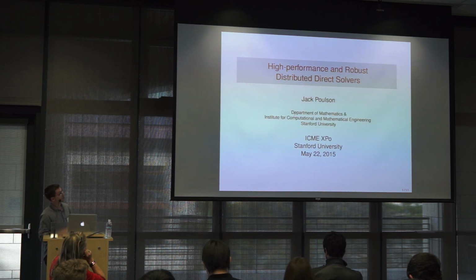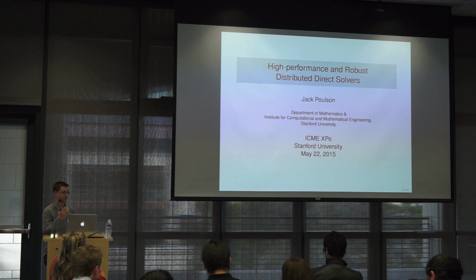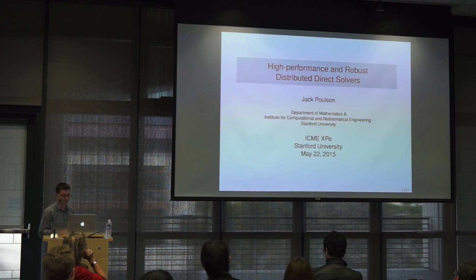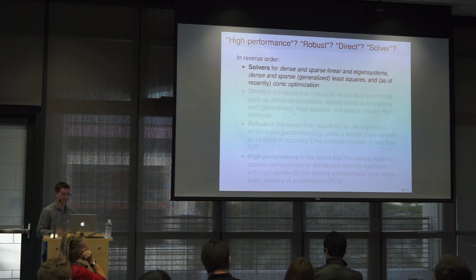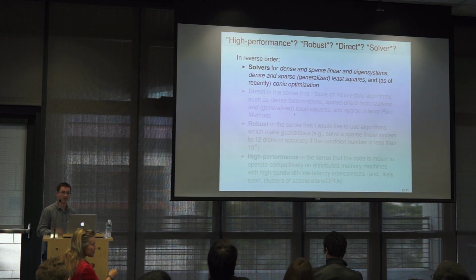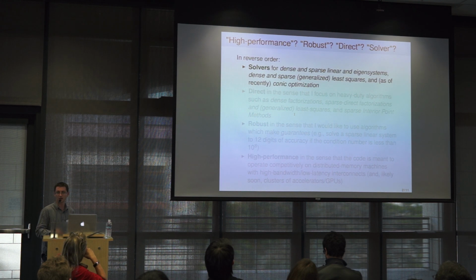Okay, so I'll be talking about high performance and robust distributed sparse direct solvers for a few minutes. So what do I mean by that? That's a whole bunch of words. Starting in reverse order, the sort of solvers that I tend to focus on over time are a particular class: dense and sparse linear and eigensystems, dense and sparse generalized least squares problems, and as of recently, some conic optimization.